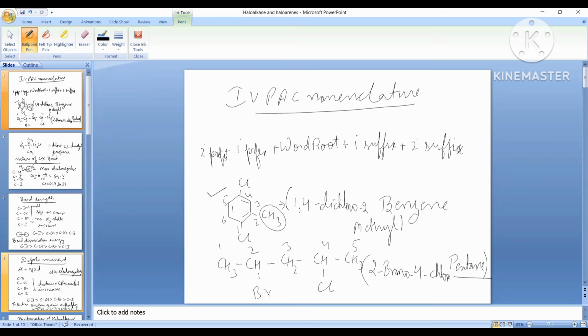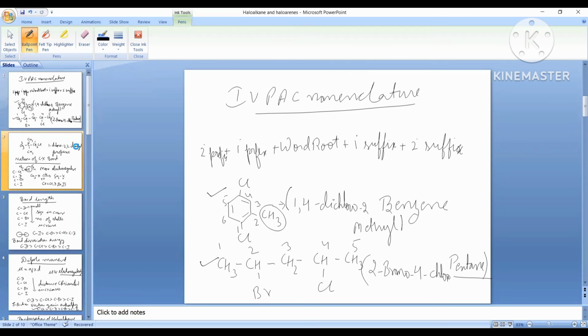Second one, this is the structure. So we will number from here because bromo and chloro are there. B is the first alphabet. So 1, 2, 3, 4, 5. 2-bromo, 4-chloro, pentane. The word root carbon chain is pentane.